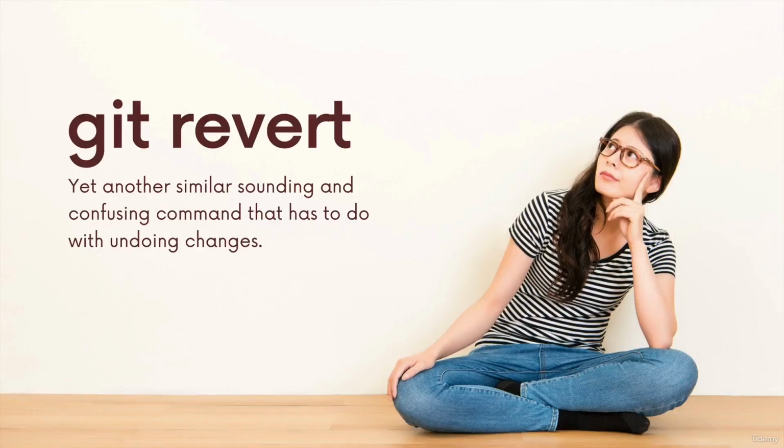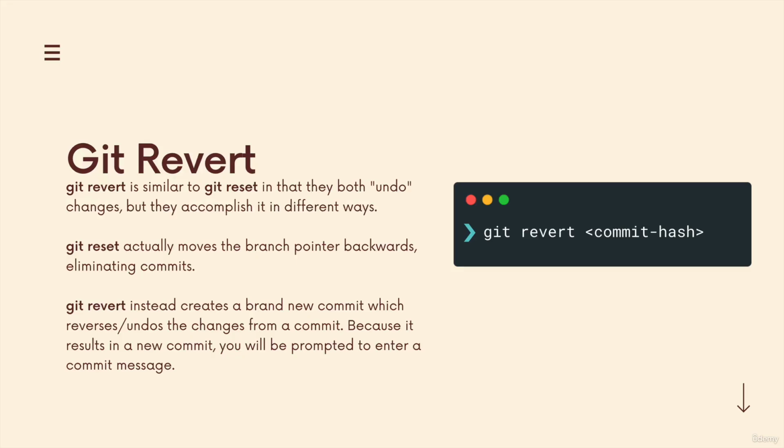Okay, we've made it to our last command for this section, another similar sounding command, git revert. Yes, we have restore, we have reset, and now revert. They all kind of sound like they do the same thing. Revert actually does something very similar to reset. It has to do with undoing changes from a commit, but there's a very important difference.